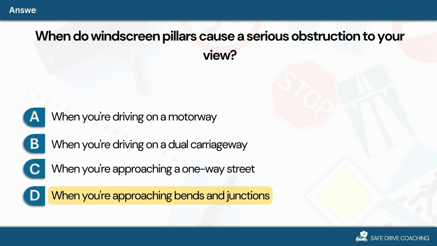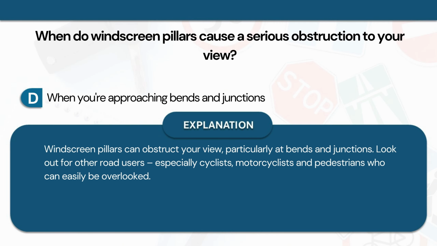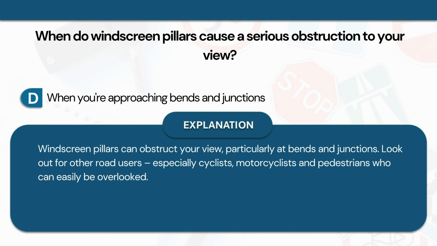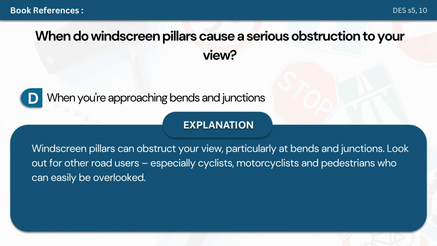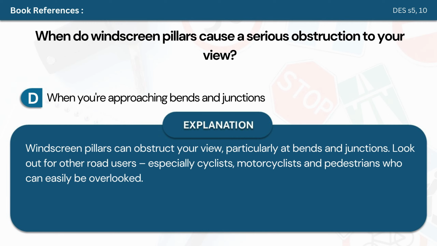The correct answer is D. When you're approaching bends and junctions. Windscreen pillars can obstruct your view, particularly at bends and junctions. Look out for other road users, especially cyclists, motorcyclists, and pedestrians who can easily be overlooked.